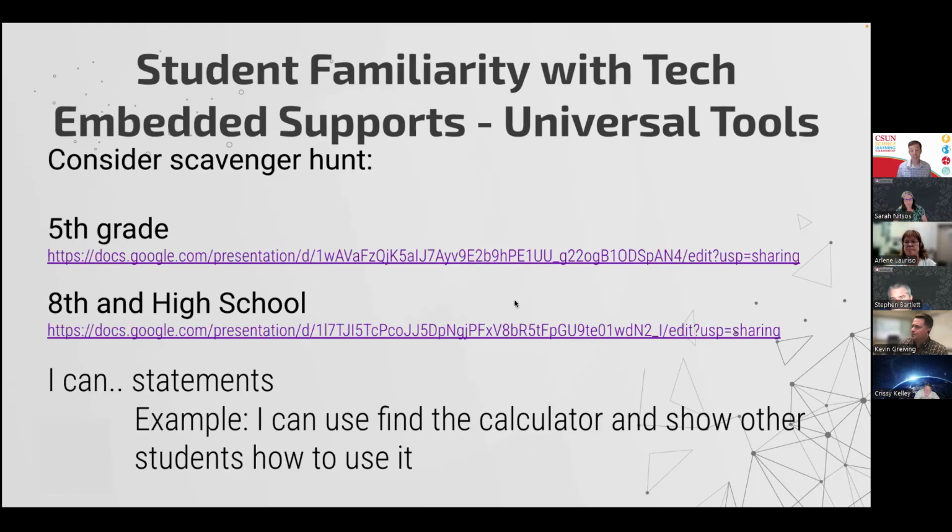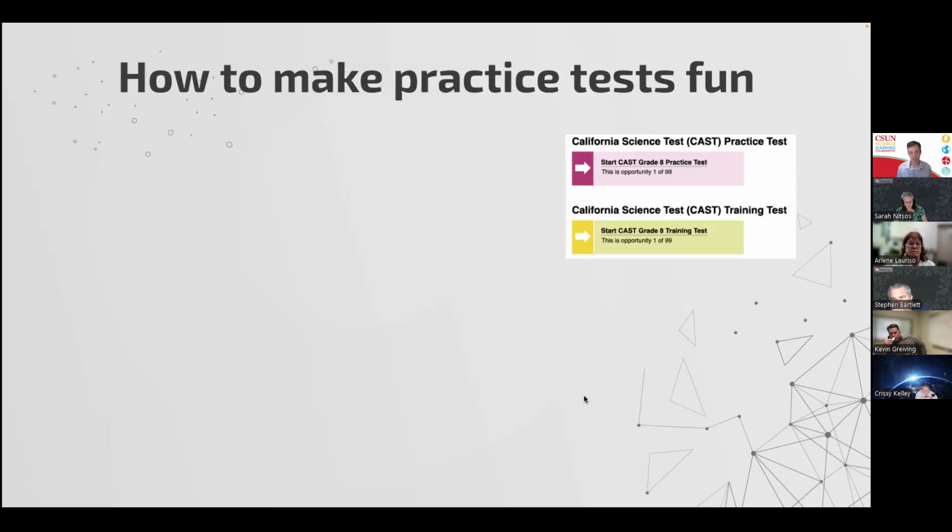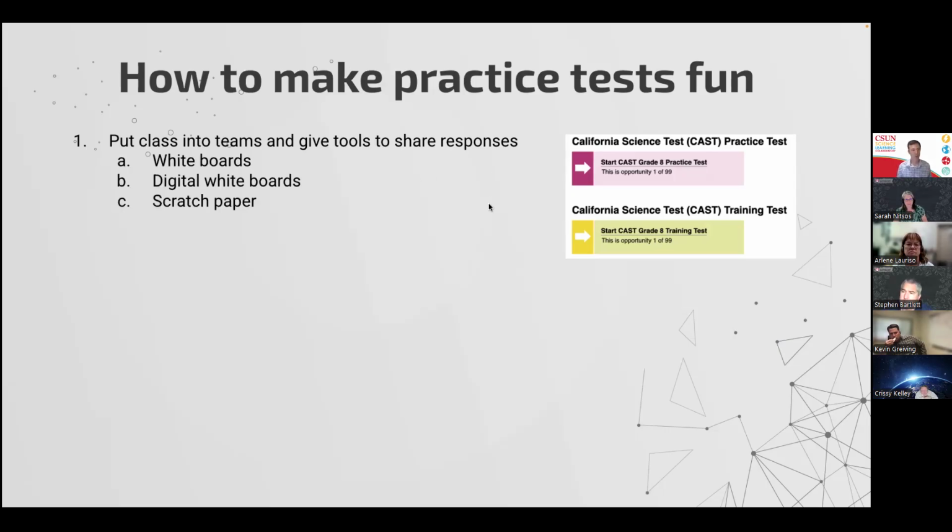And we have some links to some scavenger hunts that some of our friends have put together here. They're organized around I can statements. I can find the calculator and use it, show other students how to use it, those sorts of things. So you can really get there, and you can make your practice tests fun by giving students teams and having them try the tools to get through it. Really having fun sharing their responses.